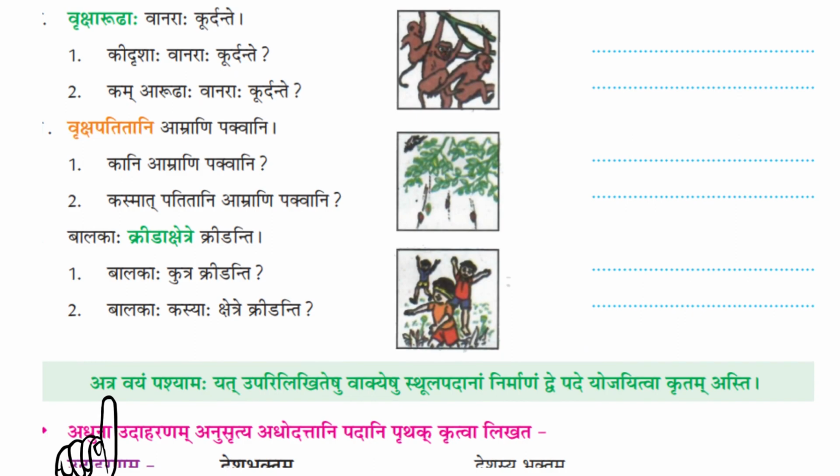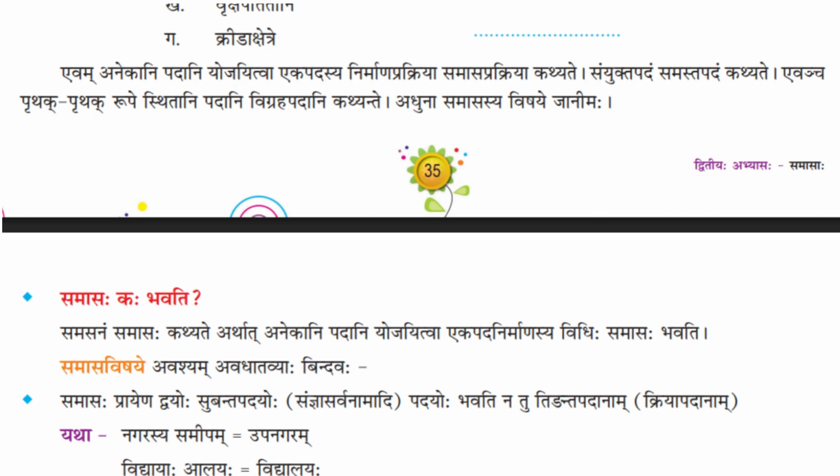Two words are joined to make a single word. So those types of words are called samasta padam. Samyukta padam samasta padam kadhyate. Evam cha pratak pratak rube sthitani padani vigraha padani kadhyante. So here Kridakshetre is called samasta padam because the samas rule is applied to make that word. And when we say Kridayaha kshetram, it is called vigraha vakyam. We are splitting the word on the basis of its meaning. That is called vigraha vakyam.